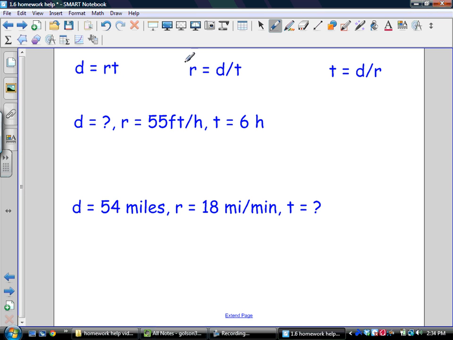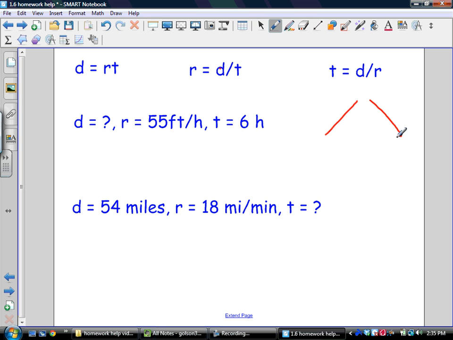If I want to know the rate I'm traveling, I'm going to take my distance that I have gone and divide it by how long I've been going. So distance divided by time. And if I want the time, I'm going to do distance divided by rate. So I actually have a little picture I can use for this.